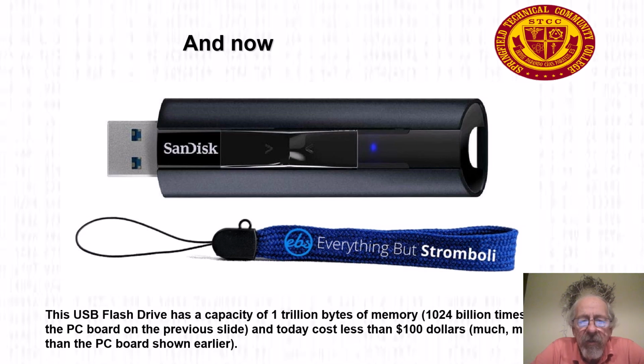And of course, this slide is called Now. So here's a SanDisk USB flash drive, capacity of 1 trillion bytes of memory, and that's 1,024 billion times more than the PC board in the previous slide, and today costs less than $100, which would be much, much less than the PC board shown earlier. Back in the 1950s, that PC board probably was over $100 in 1950s money. And there's been probably about a 10-times increase in inflation since that point in time.